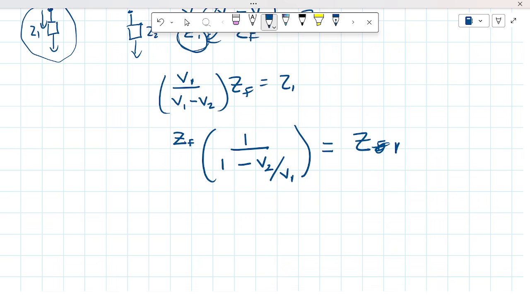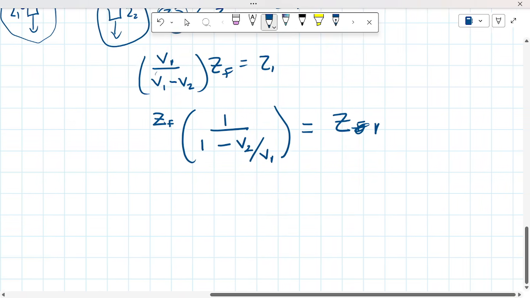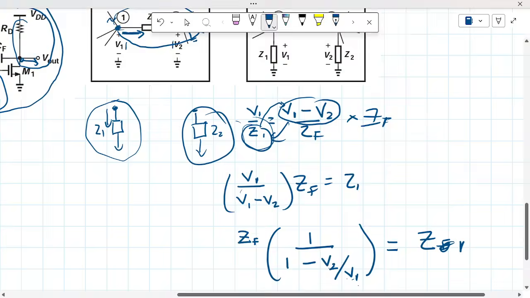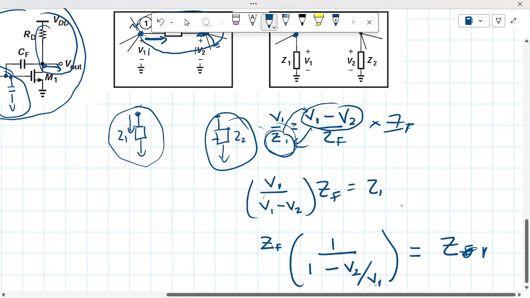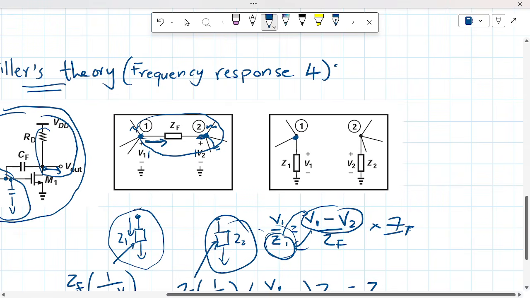So if we wanted to find that of Z2, we could do the same calculation, or a simple way is to just interchange the position of V1 and V2. Then we could see that Z2 here would be equal to ZF times 1 over 1 minus V1 over V2. Okay, so we can look at something here.